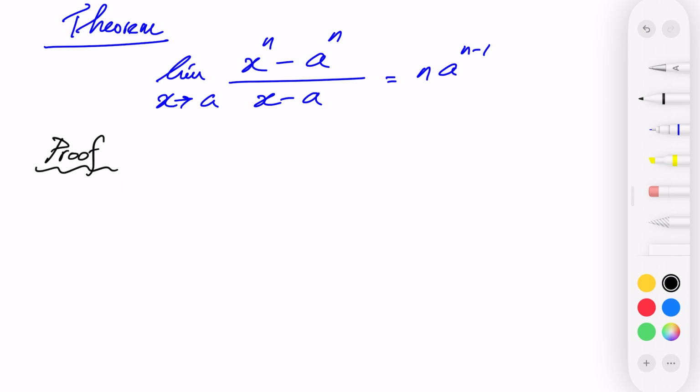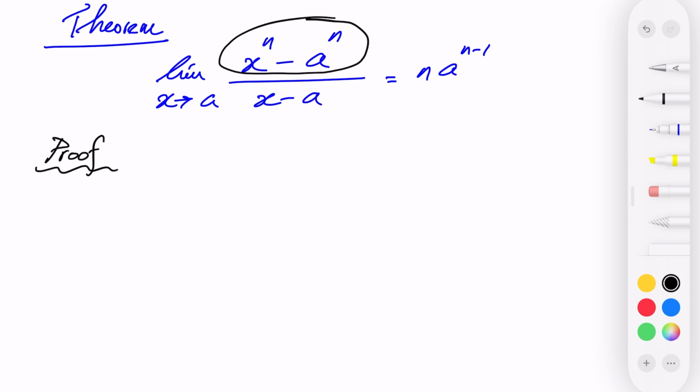Now I need you to look at the numerator x^n minus a^n. That is a polynomial whose order is equal to n. Remember, the order of a polynomial is the highest exponent. If I replace x with a in that polynomial, you can see that it becomes a^n minus a^n, which is equal to 0. That means x equals a is a 0 of that polynomial.